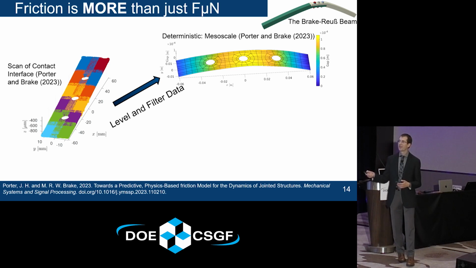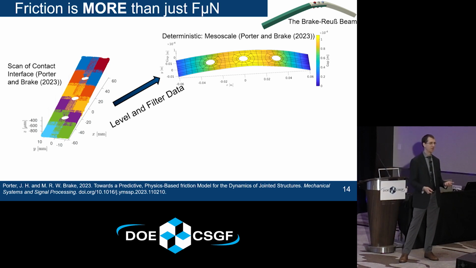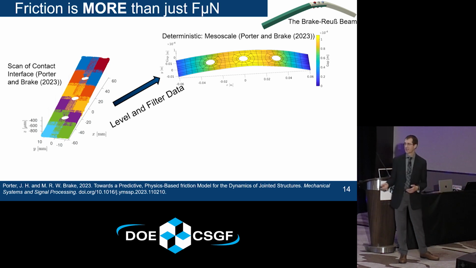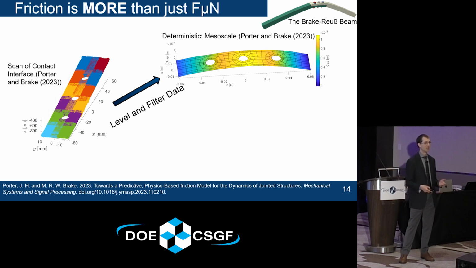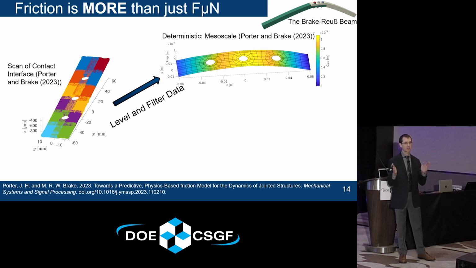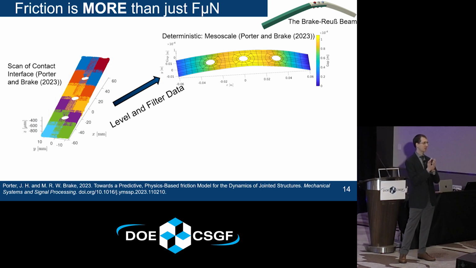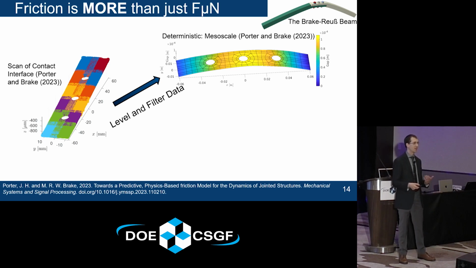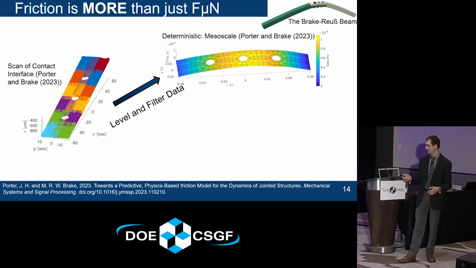So I started out with a scan of the interface. Here it's on a 23 micron grid, so there's a lot of data here. First, I level and filter the data to get a mesoscale topology. Nominally, this is just two perfectly flat interfaces coming into contact if you look at the CAD model. In reality, there's actually this 100 micron gap at the center of the interface, and that's just due to machining error. It doesn't sound like a big deal, but it turns out to be a big deal in the models.